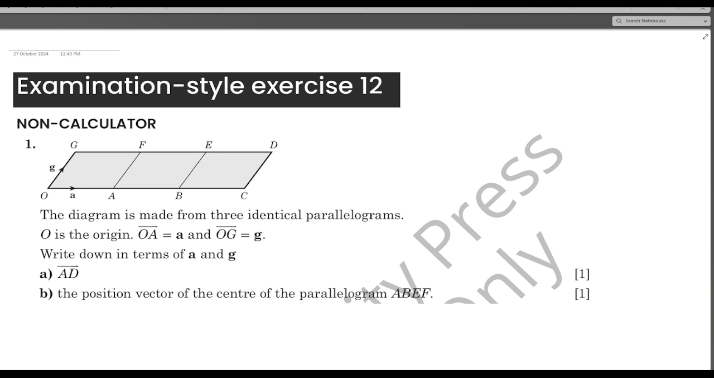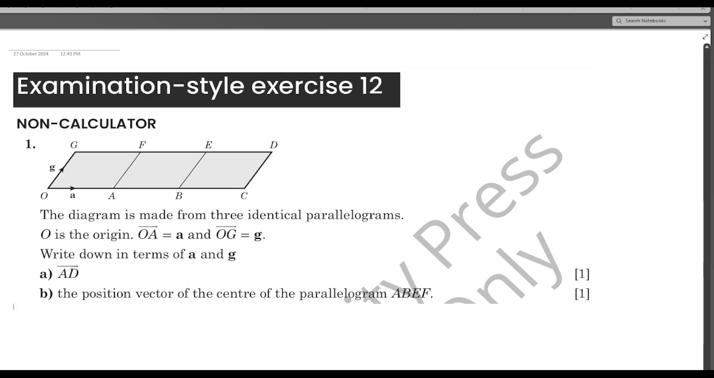Hello everyone. Let us do exercise 12, examination style exercise 12. This exercise is based on your chapter vectors and transformation. So here is the first question.